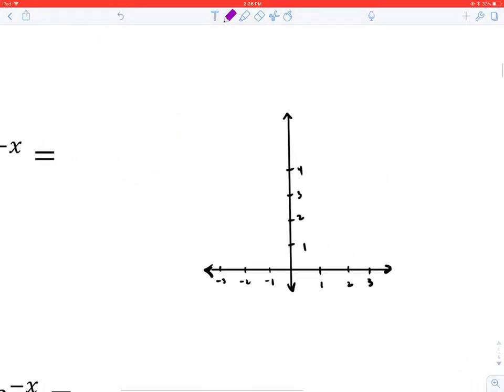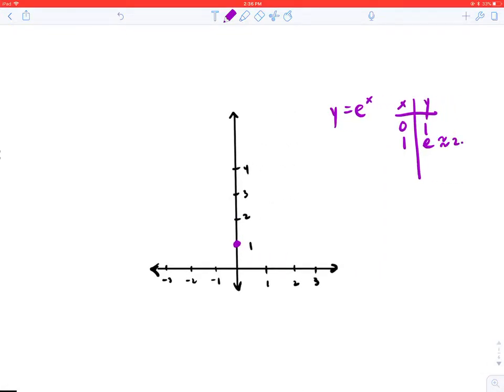Okay, so for y equals e to the x, if we were to make a t-chart, and substitute 0 in for x, we would get 1 for y. If we substitute 1 in, we would get e for y, and e is approximately 2.71. Okay, if we substitute 2 in, we would get e squared. So as x gets larger, the y values are going to continue to increase.